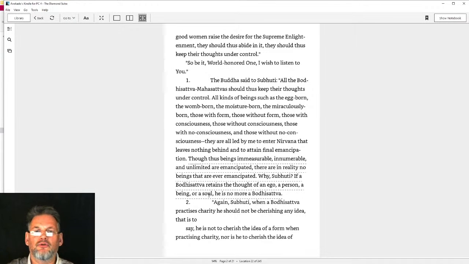X3. Then you cannot see X1, the eternal, because you're identified with a form-based identity. An ego is a form-based identity because an ego has a beginning and an end. A body has a beginning and an end. If you identify with your body, you're not emancipated, or a person or being or soul, because they have beginnings and ends. He's no more bodhisattva.